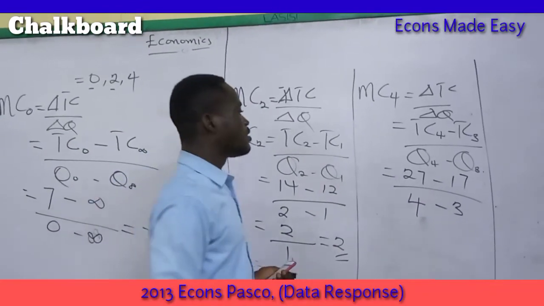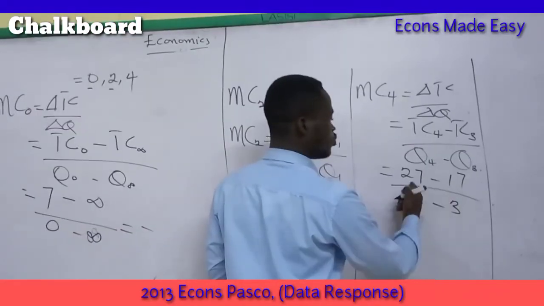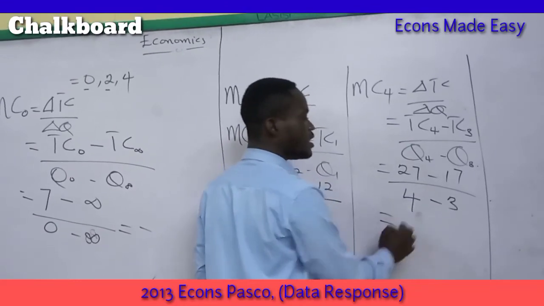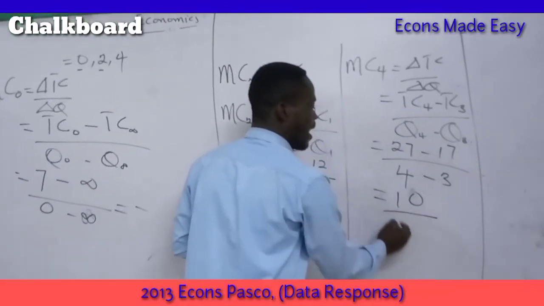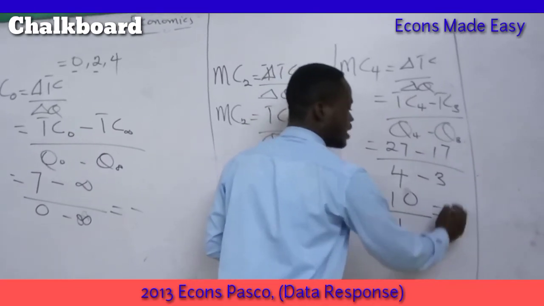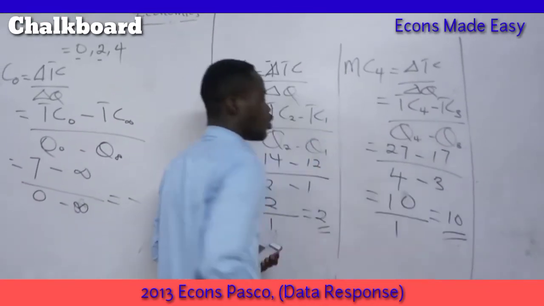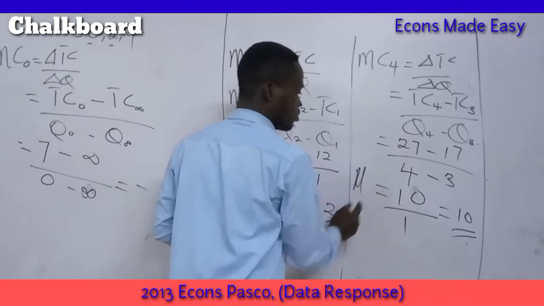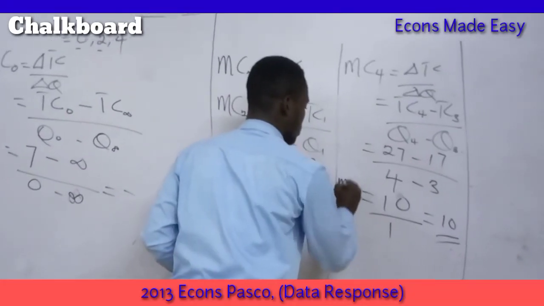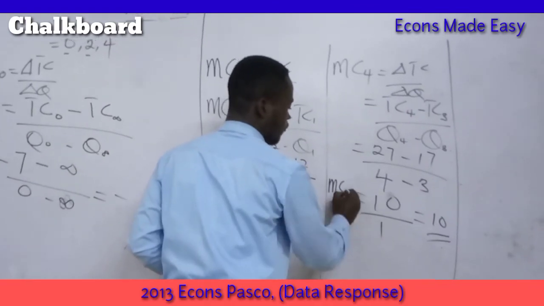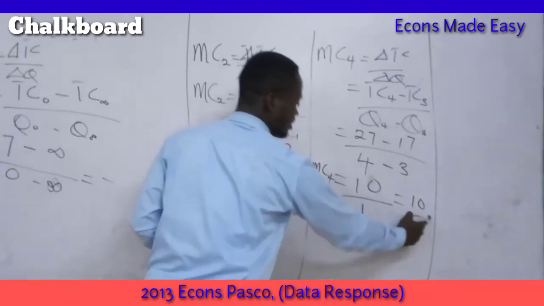So our 27 minus 17 is going to give us 10 divided by what? 1. And so the answer is going to be what? 10. So our marginal cost of output what? 4 is going to be what? 10.